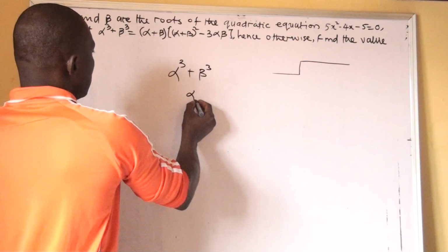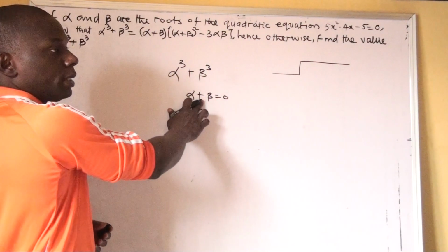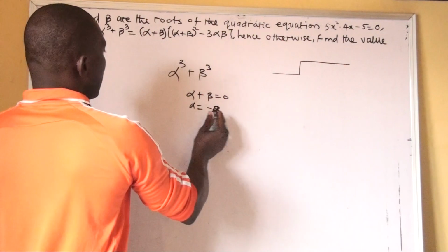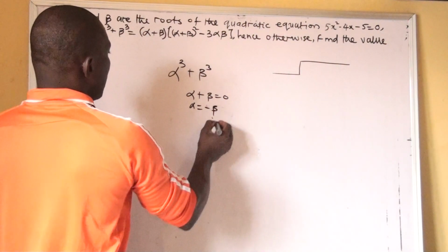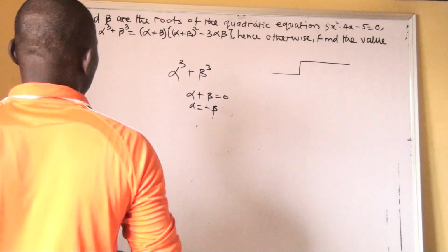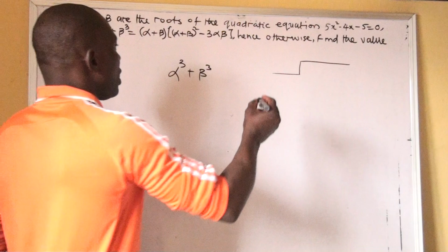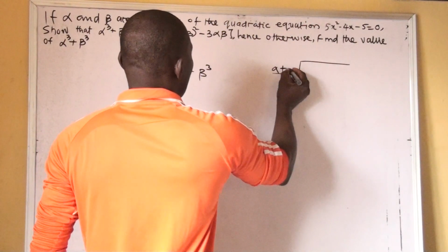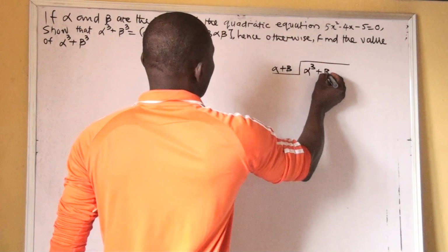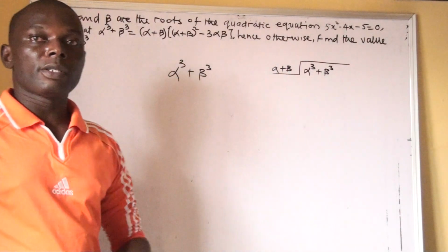One of the factors, we can say, is alpha plus beta is equal to 0, so that alpha, moving beta to the right hand side, we call it minus beta. So by the time we put minus beta into this equation, it will give us 0. So that is to show that alpha plus beta is a factor of alpha cube plus beta cube. So our long division approach is in this manner: alpha cube plus beta cube, and alpha plus beta is the divisor because it's a factor.